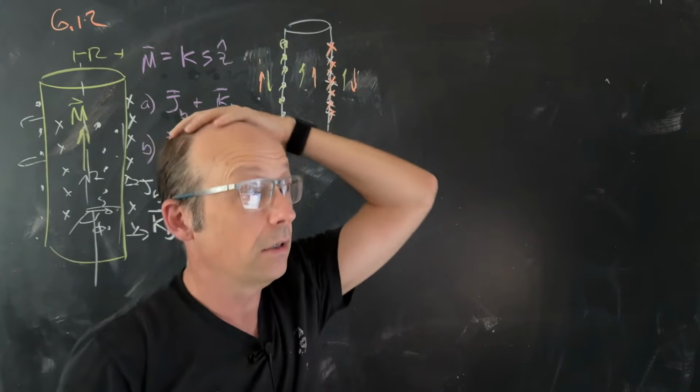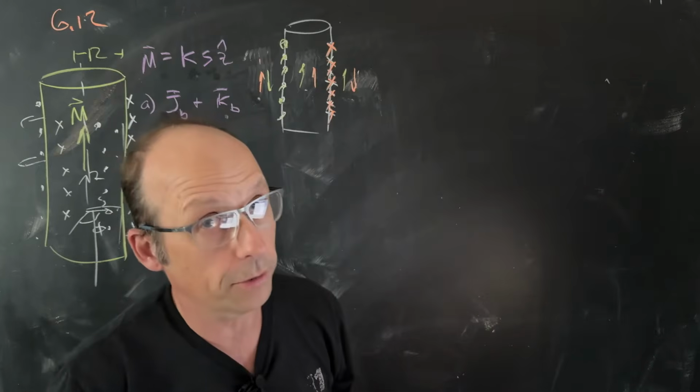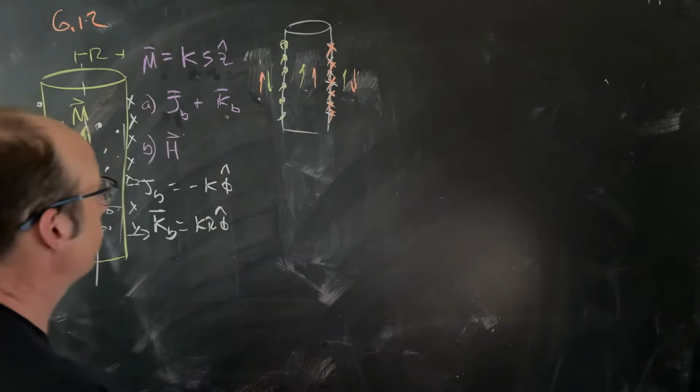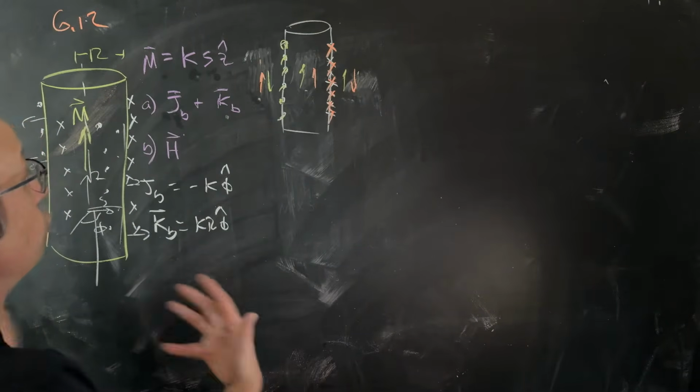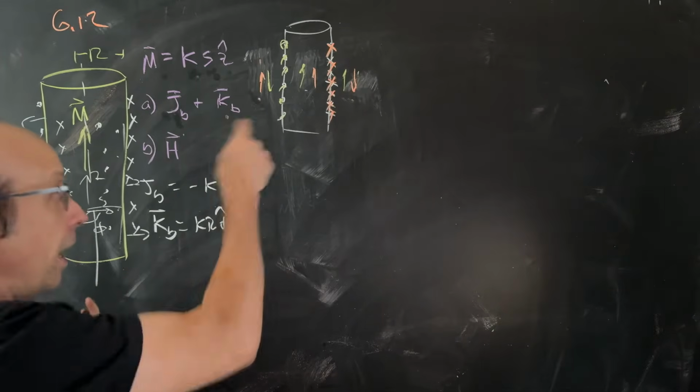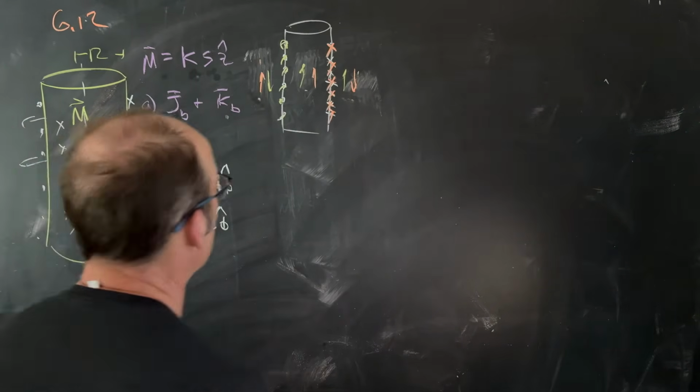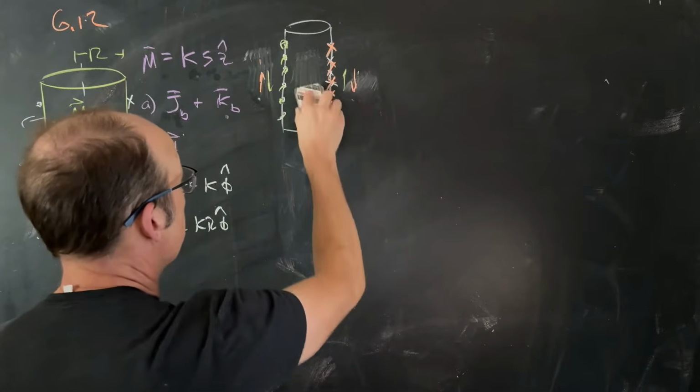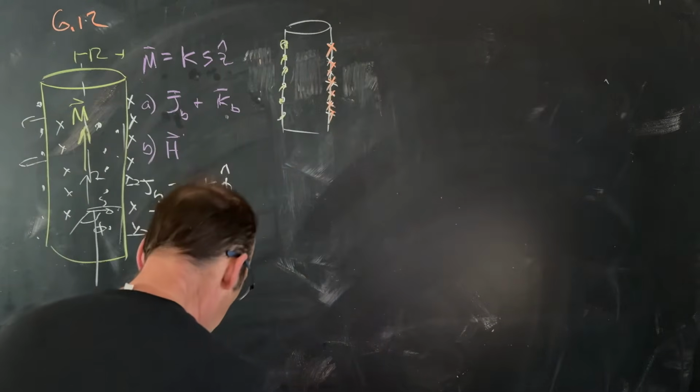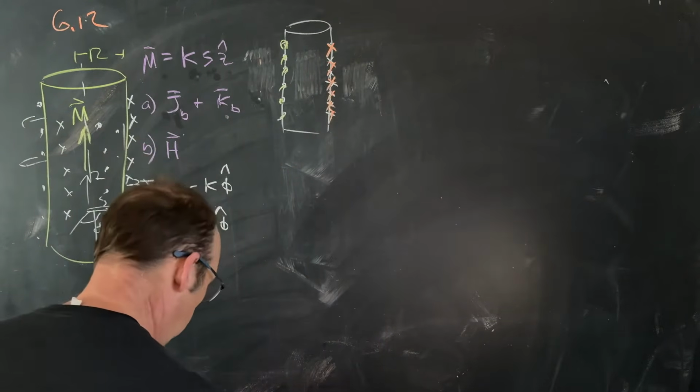And that's kind of a conceptual argument, right? But now we can use Ampere's law to find that magnetic field on the inside. So let's do that. I'm going to erase this stuff. And so we know, I'm going to go ahead and write this.